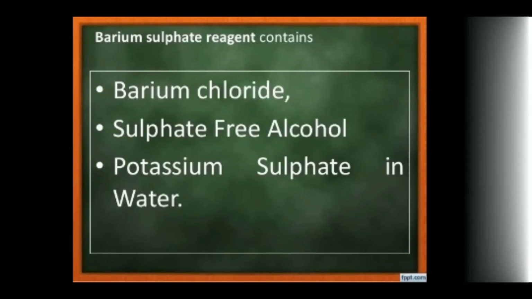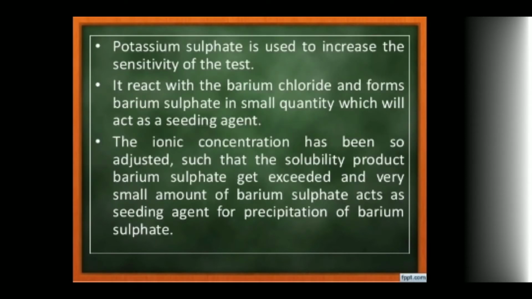Now barium sulfate reagent contains barium chloride, sulfate free alcohol and potassium sulfate in water. Potassium sulfate is used to increase the sensitivity of the test. It reacts with the barium chloride and forms barium sulfate in a small quantity which will act as a seeding agent. The ionic concentration has been so adjusted such that the solubility product of barium sulfate gets exceeded, and a very small amount of barium sulfate acts as a seeding agent for precipitation of barium sulfate.